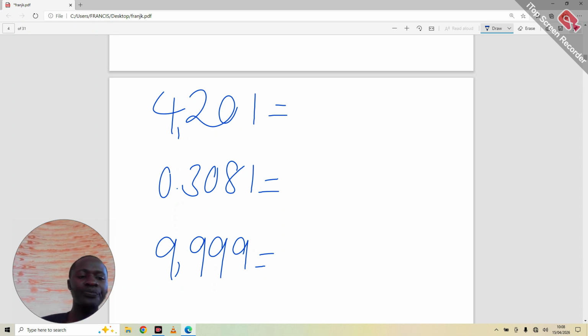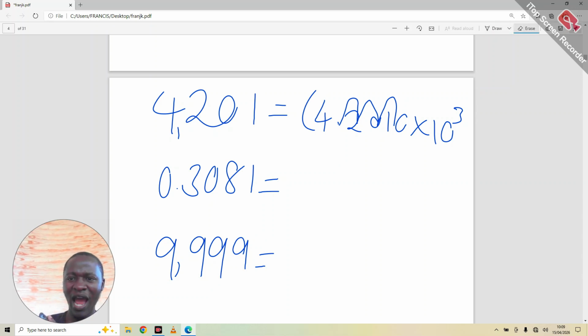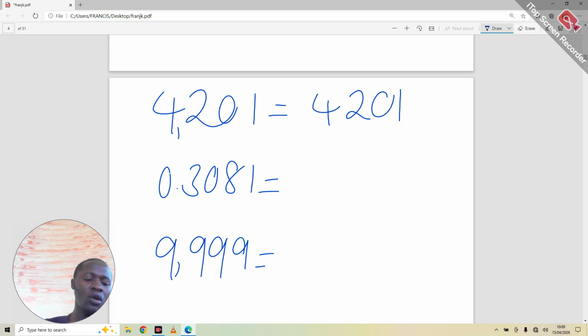After pressing that, it shall display this answer for me. That is 4.2010 times 10 power 3. Power 3 is the same as 1000, guys. So our answer will still be the same. Our answer will not change. It will just be 4201. That is to 5 significant figures.